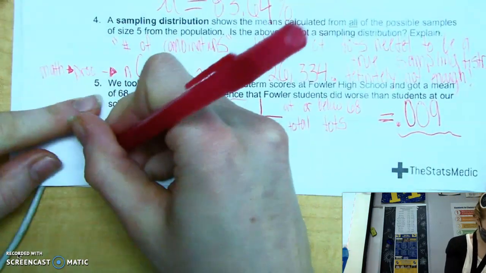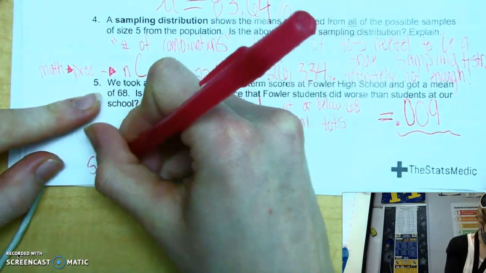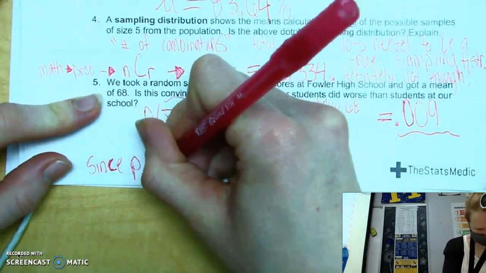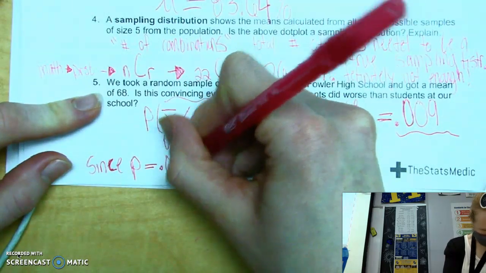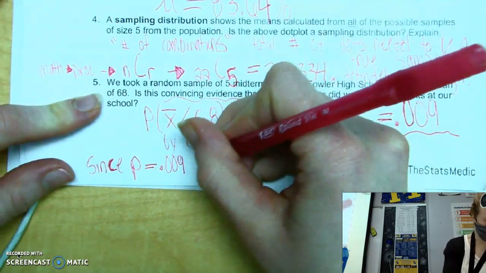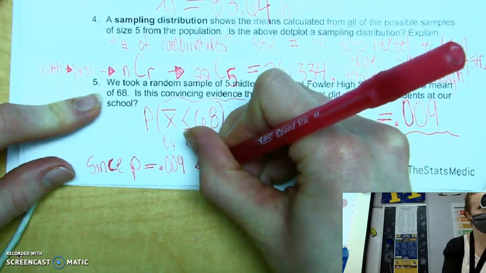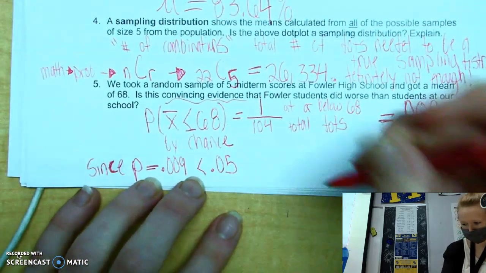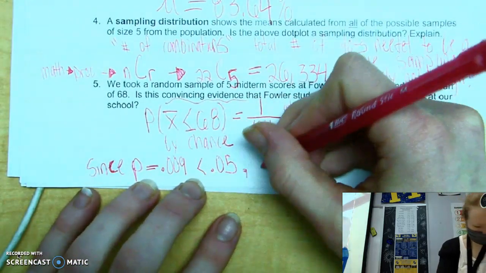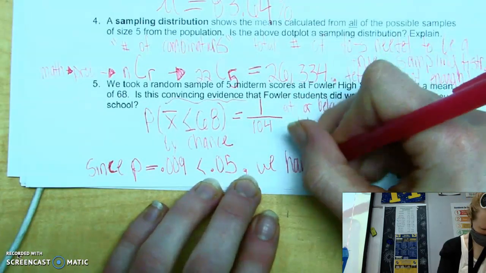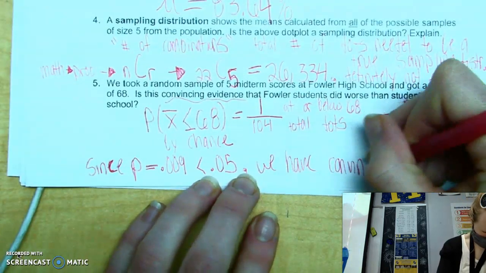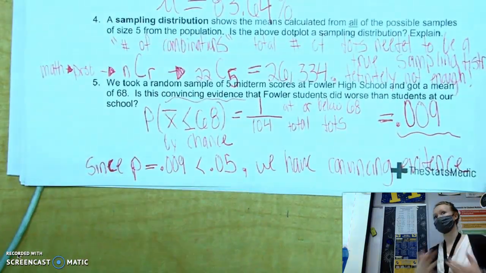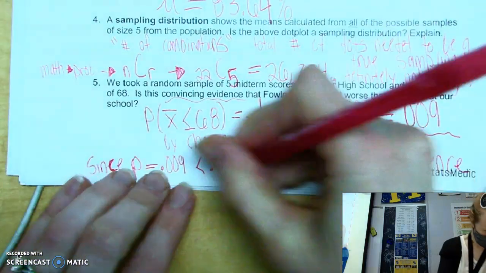So since our probability was so low, here's what I would write. Since our probability, remember, was so low, usually, do you remember the number we compared it to? 5%, right? So since our probability was less than 5%, we have convincing evidence that we didn't get an average of a 68 by random chance, right?